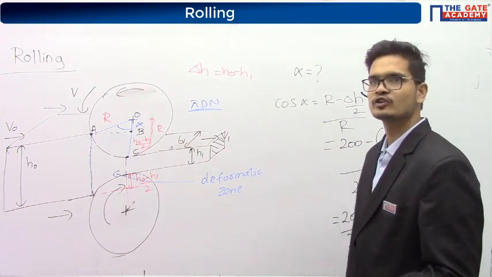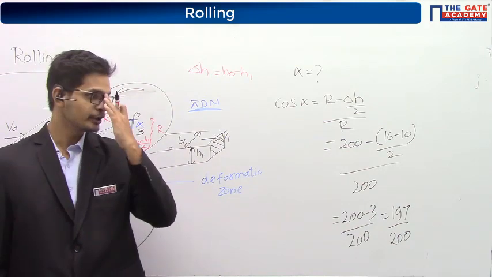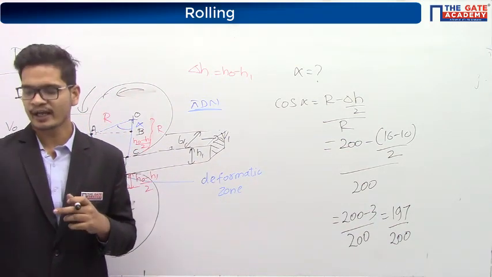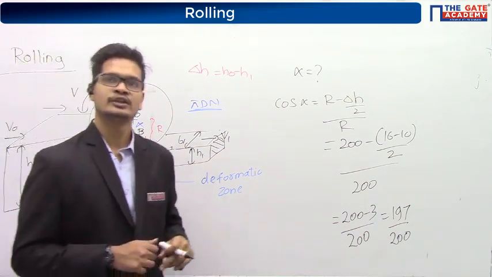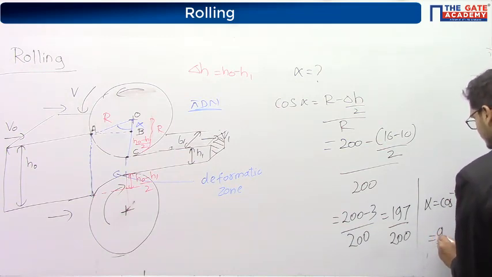So alpha will be cos inverse of 197 upon 200, which is 9.936 degrees. Why are others not giving the answer? You got the answer, right?